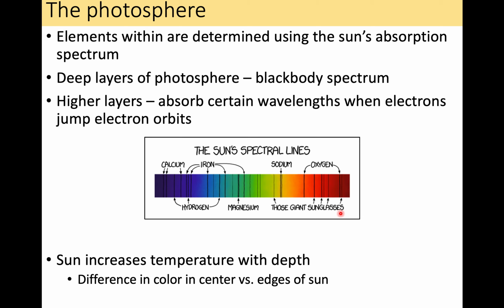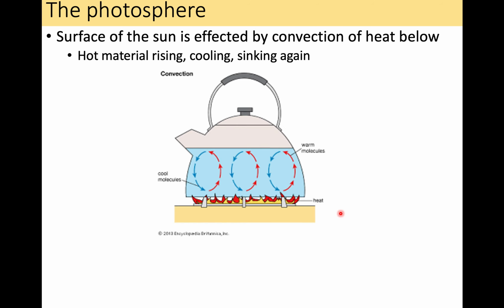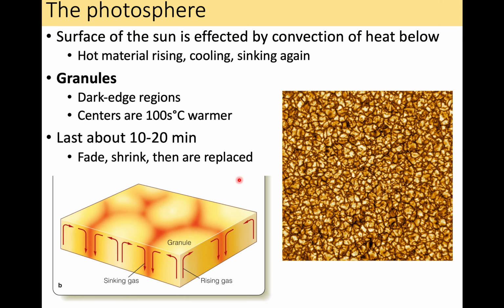And the sun increases temperature with depth. So if we're thinking about the sun itself and not the atmosphere, it increases in temperature with depth. So the sun is warmest in the center, and it is less warm at the surface. So the photosphere is very, very affected by the fact that the center of the sun is incredibly hot. So it's sort of like boiling water. Our photosphere is experiencing convection the same way that a pot of boiling water would. So the center of the sun, remember, is very, very hot.